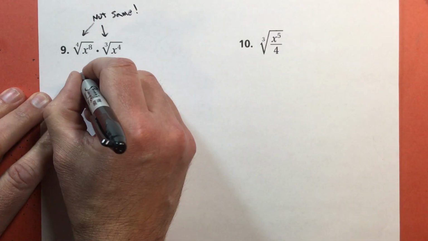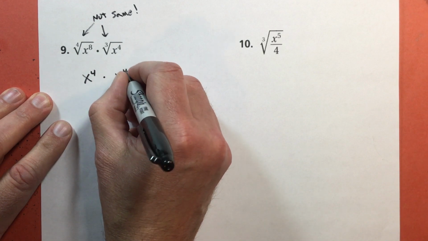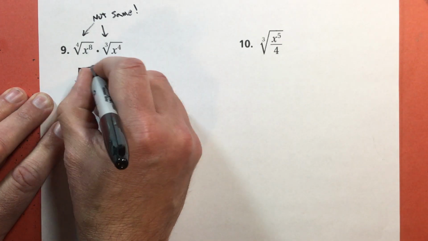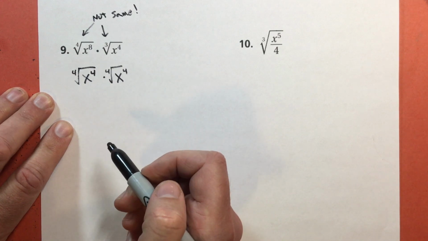x to the 8th power is x to the 4th power times x to the 4th power. 4 plus 4 equals 8. And when I take the 4th root of that, I'm going to get x times x.